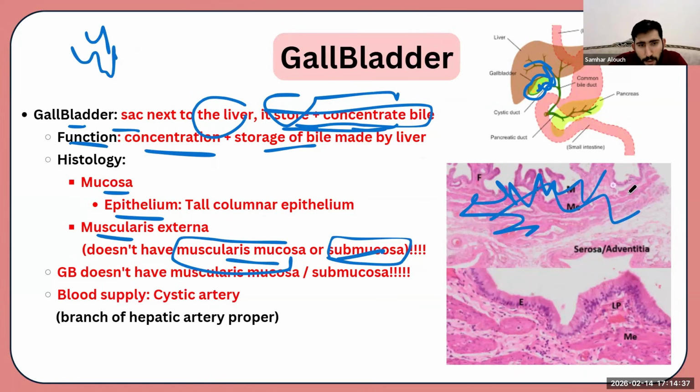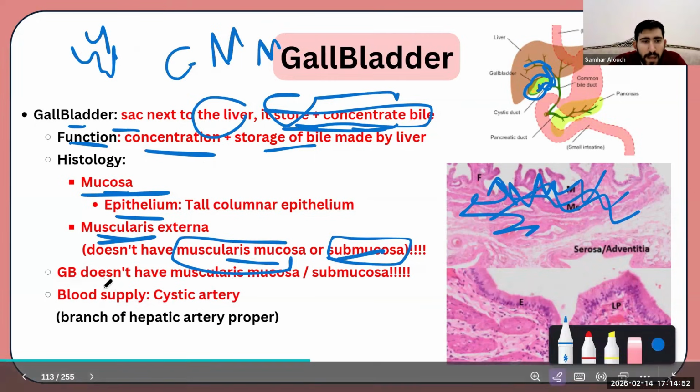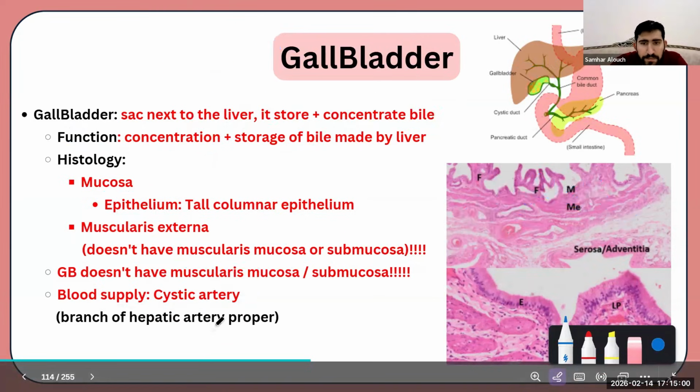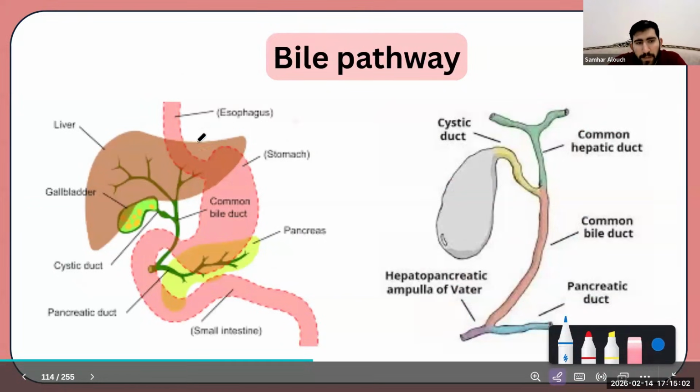What are the layers that you are seeing? Just write mucosa and muscularis externa, okay? Because it's missing most of the other things. So gallbladder, it has mucosa and it has muscularis externa. It doesn't have most of the other stuff, so that's why it's unorganized. Now the gallbladder is supplied by something called cystic artery. Cystic artery comes from the hepatic artery proper. Memorize these things.